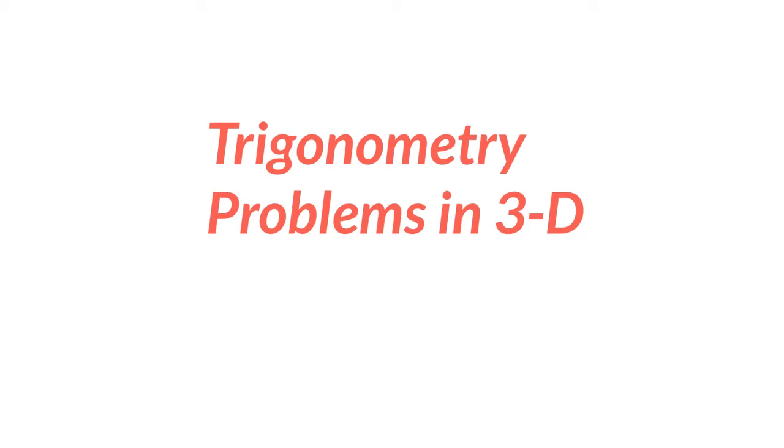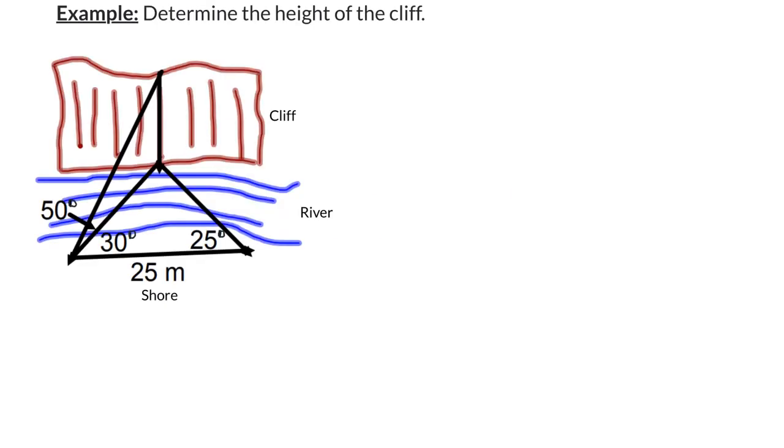Most real-world problems exist in 3 dimensions, not 2, so trigonometry problems in 3 dimensions get a little trickier. Here's an example. Let's say you're standing on the shore and you're looking across a river to a cliff. Now you can take some measurements if you're a surveyor to figure out the height of the cliff.